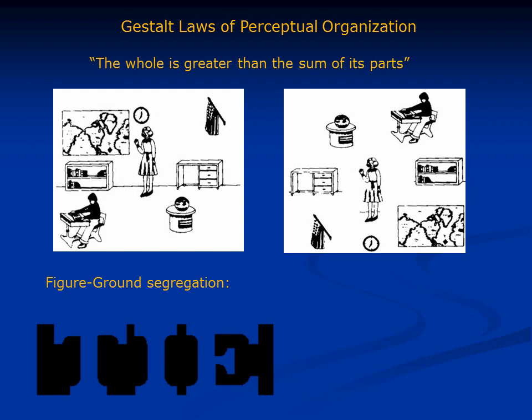Well, you can see either or. You can either see the tie or the black objects, not both. There seems to be a segregation between the foreground and the background, and one or the other has to become the figure. The other one has to become the background, the ground.